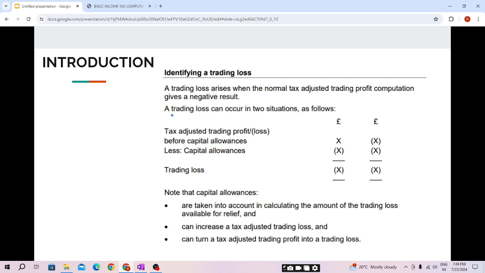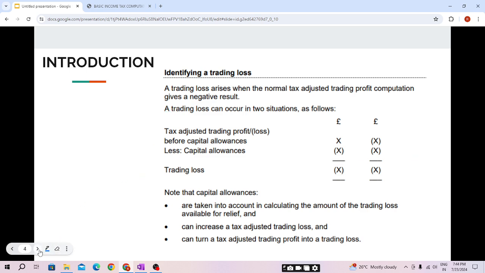So students, each individual or each business person will claim capital allowance so that the trading loss will increase and we can claim relief, which will be a benefit for the business.